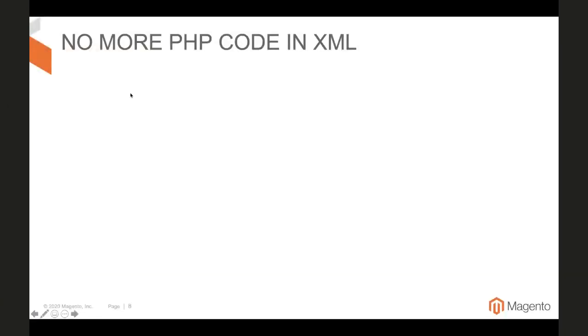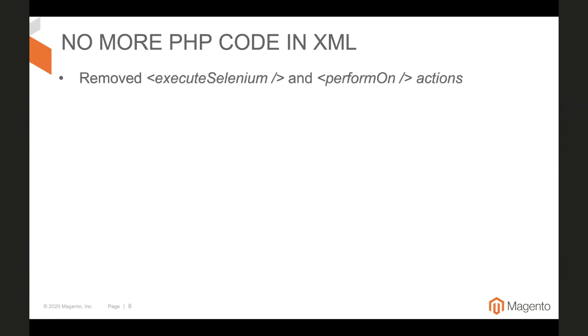What I will tell you today is that I don't want to see any PHP code in XML. Previously, we had two actions in MFTF called executeSelenium or performOn actions, and we removed those actions. Those actions gave you the possibility to write a callback function, which you can put into XML. It will generate this function back to PHP, and it will be executed.